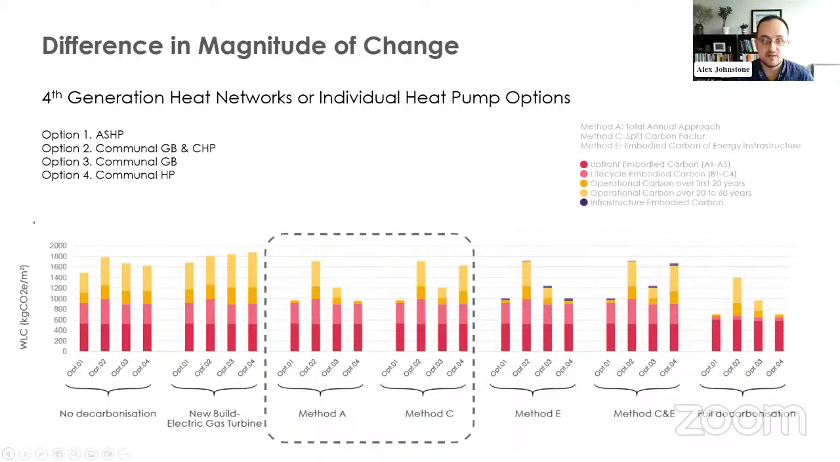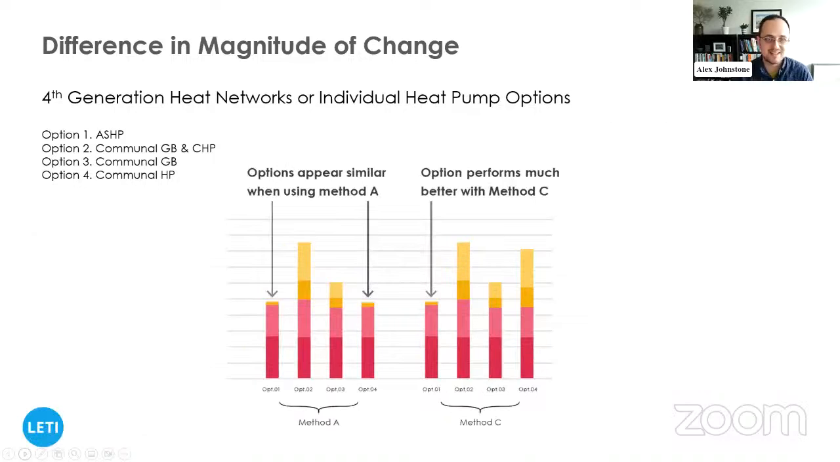And then the second is a case study that illustrates this difference in magnitude of change. This case study looked at comparing a couple of options for heat networks and a couple of options for individual heat pumps. Using method A, option 1 was a little better, but probably fairly similar to option 4. That's probably a bit of analysis that would tell you it doesn't matter so much, and other factors might come into play, like cost, buildability, or whatever the project specific constraints are. But with method C, option 1 is clearly by far the best.